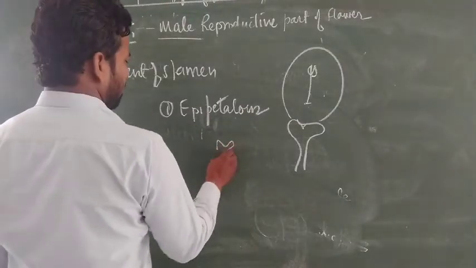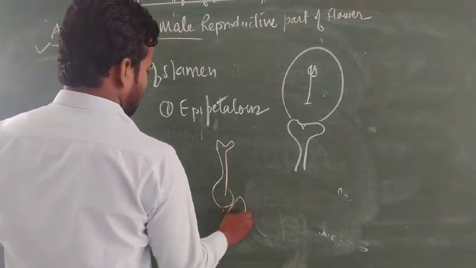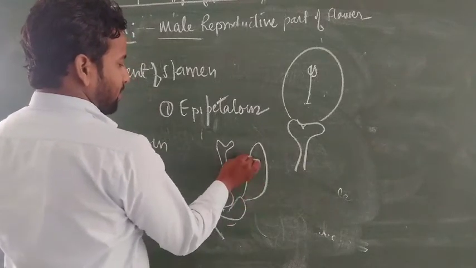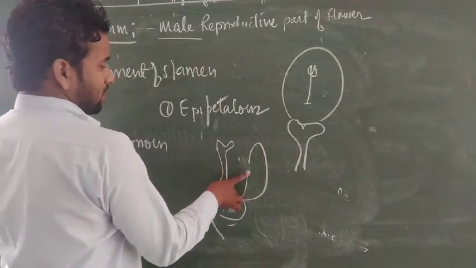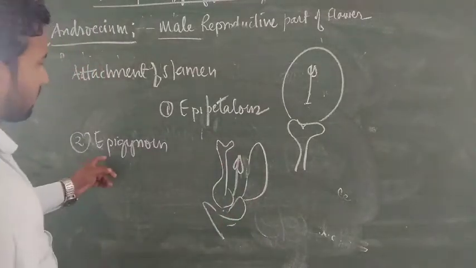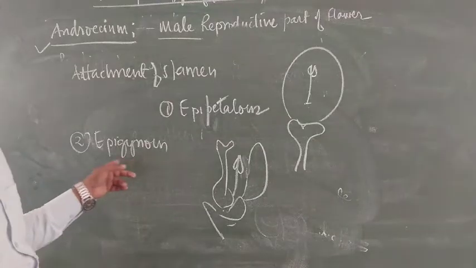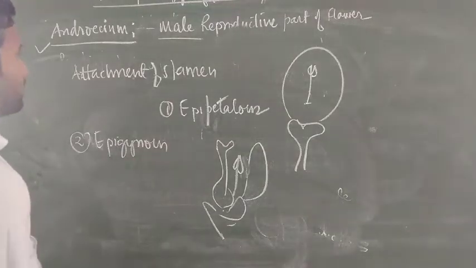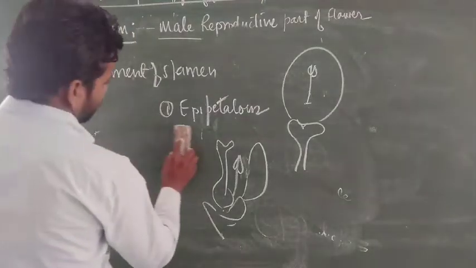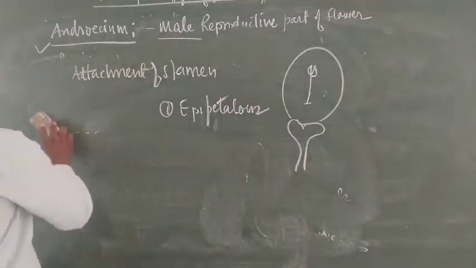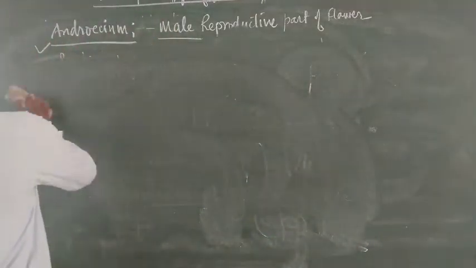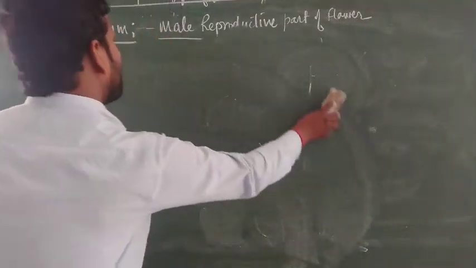Second condition, epigynous. Suppose this is a flower having a gynoecium. This is the base. If the stamens arise through the petal, it is called epipetalous. If they attach through the gynoecium wall, the ovary wall, that is called the epigynous condition. Epipetalous as well as epigynous situations are very common in angiosperms. These are the different types of anthers and stamens found inside the androecium.